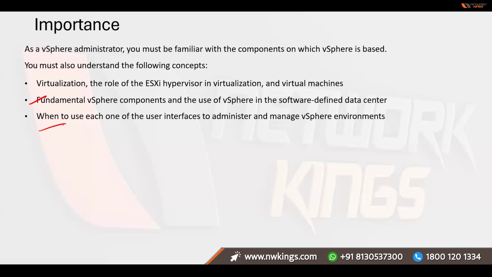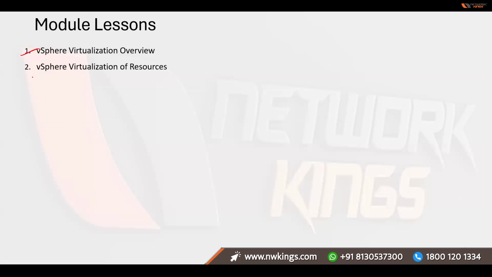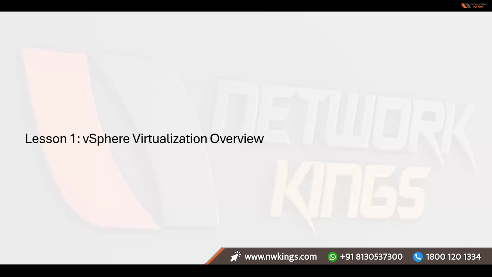Then when to use each of the user interfaces. We have different kinds of user interfaces, like the ESXi client and the vSphere Client. The vSphere Client gives a centralized management platform, and the ESXi client provides the details and the console of your ESXi host. How you are going to access it, we are going to explore in this training. So here we have two modules. Module number one is all about vSphere virtualization overview, and module number two is all about virtualization of the resources. So lesson one, vSphere virtualization overview.